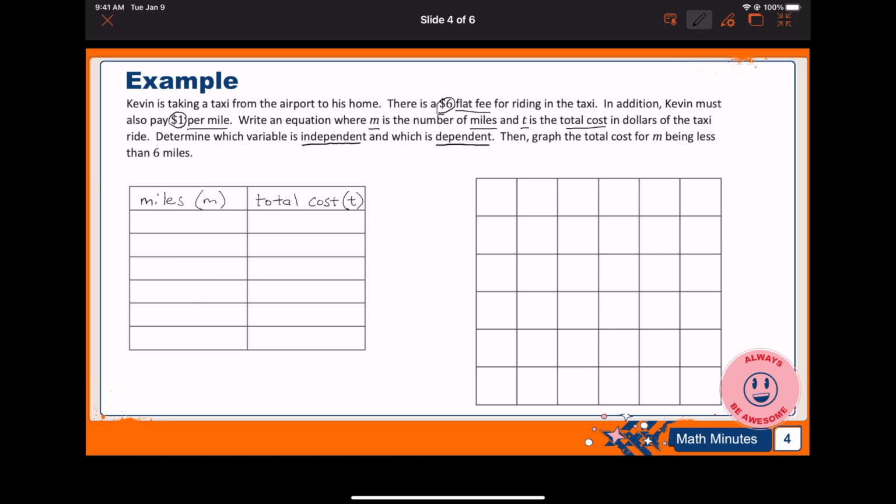It's really important when we're creating our graph and our table that we are using labels. Those labels are very important, so we've got to make sure we're doing those every time. So on the bottom here, on the x-axis, and you're going to see I'm going to be going into the orange a little bit, but that's okay. This is going to be miles down here because that's my independent variable. And then on my y-axis, I'm going to put total cost.